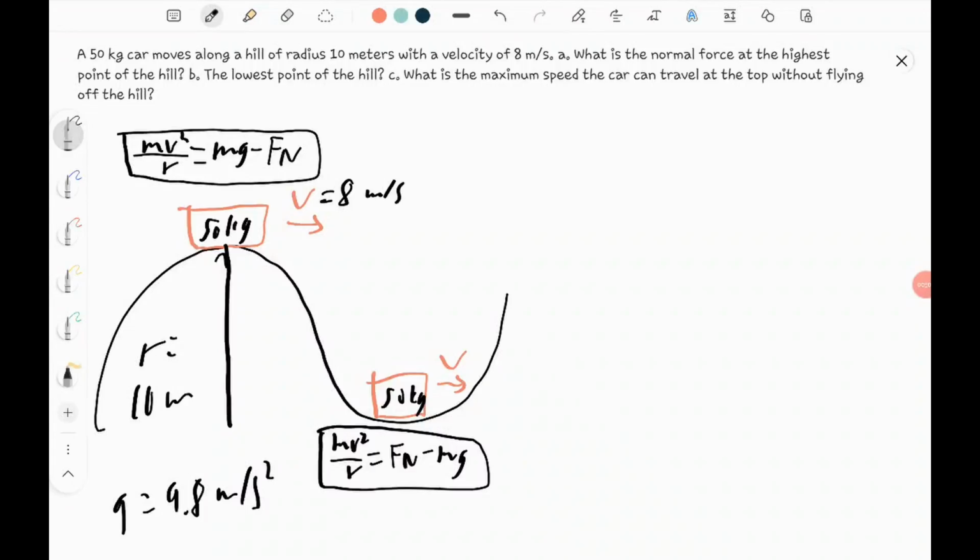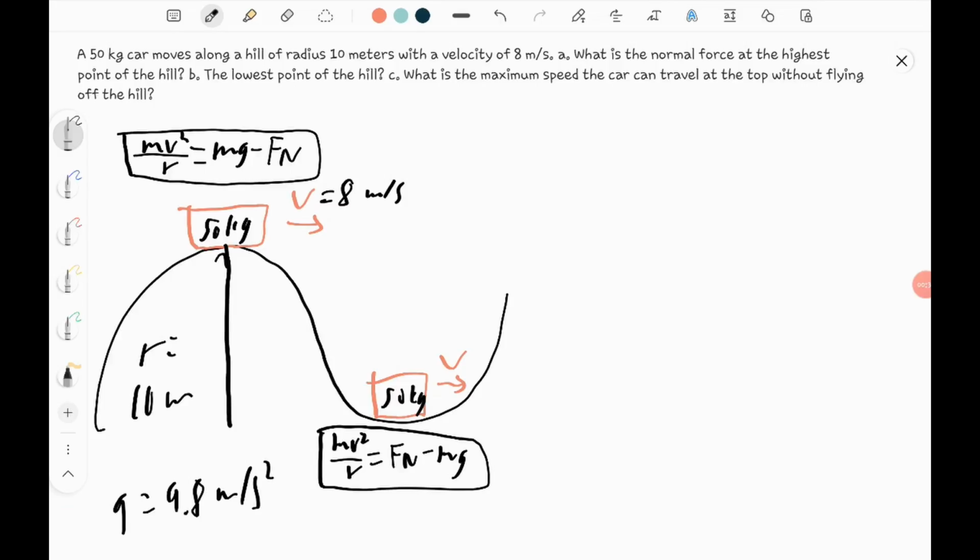So what we have here is a block moving on the same hill as before with a radius of 10 meters, and at both positions, the block has a velocity of 8 meters per second. And the question is, what is the normal force at the highest and lowest points of the hill? And what is the maximum speed the car can travel at the top without flying off the hill? So how do we approach this?